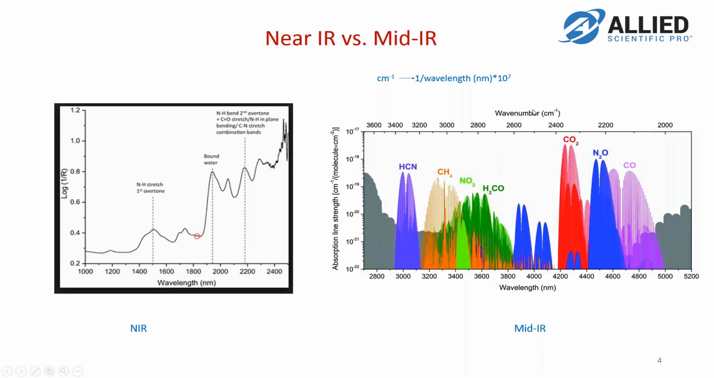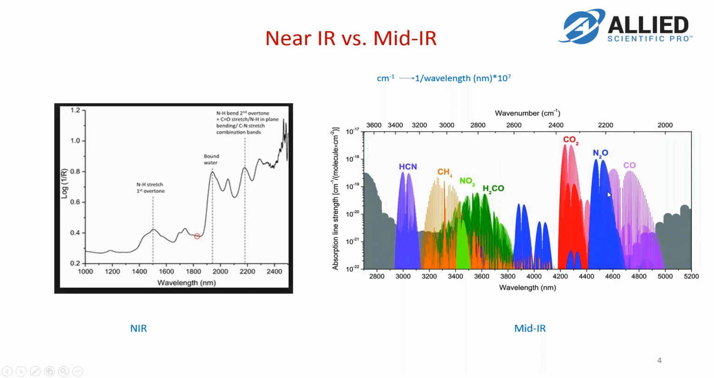The reason they used centimeter inverse in the past, and still use it in spectroscopy, is because it's directly proportional to frequency. It's a very popular unit of usage in spectroscopy. Both nanometer and centimeter inverse are used.